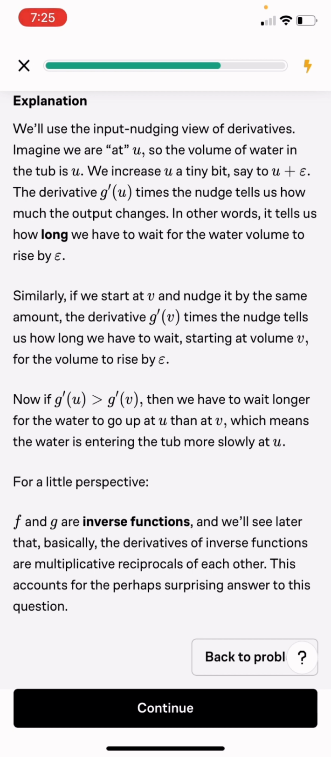So hopefully I'll be able to do this. Let A of R give the area of the circle of radius R. Of course, we know the formula for A of R, but that doesn't matter for this question.